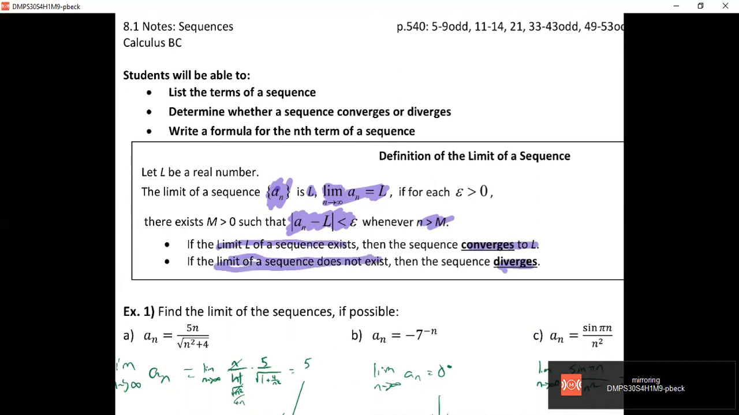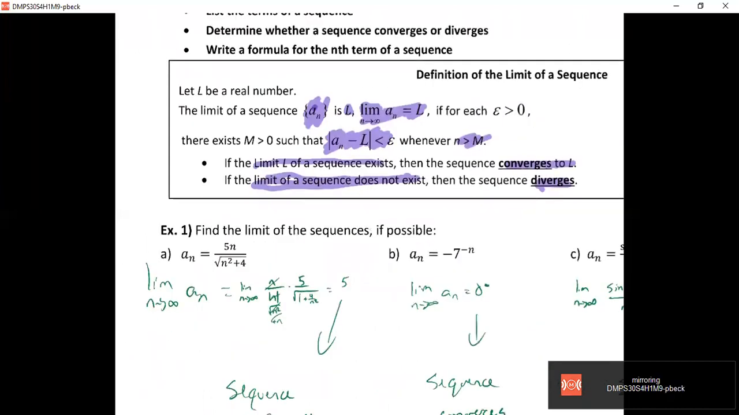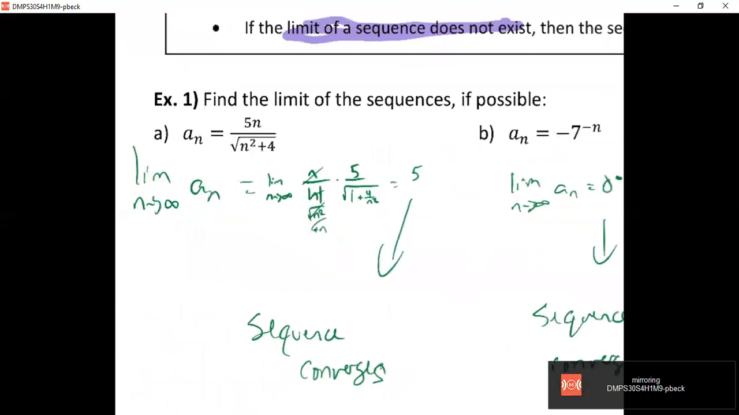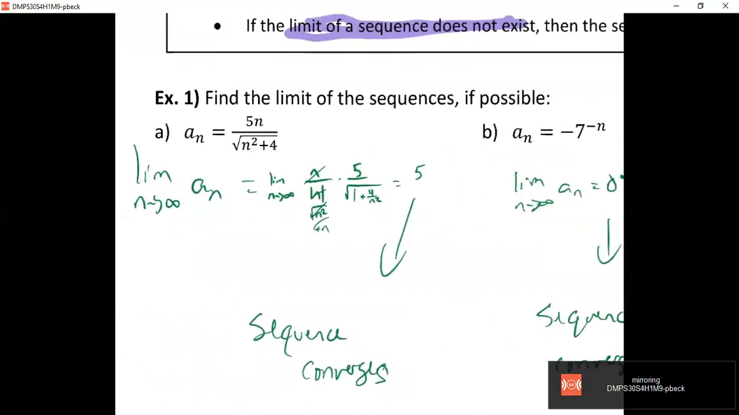That's a very happy thing to say: if we have an overall limit at infinity, then the sequence can converge. If the limit does not exist, and that usually has to do with infinity, then we're going to say that the sequence diverges. And again, this is all setting this up for what happens with a series. So problem number 1, find the limit of the sequences. We should see a little bit of a connection to some of the stuff we did in Chapter 1, Section 1.7.